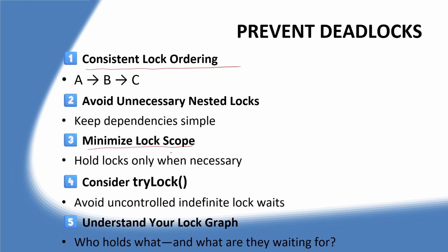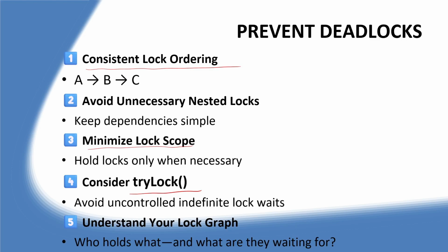And the fourth one is consider the tryLock method of ReentrantLock. For suitable designs, consider the explicit lock API. So tryLock gives you more control over lock acquisition. And finally, understand your lock dependencies.